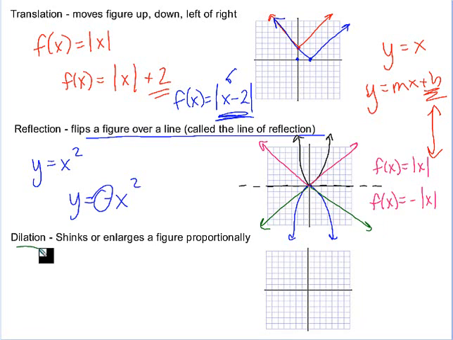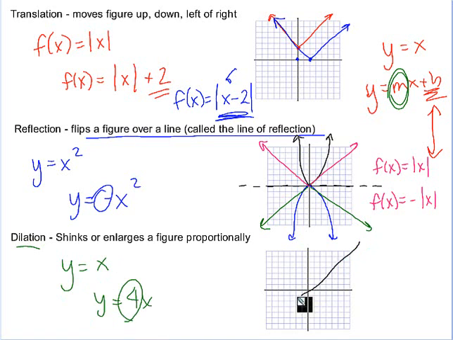Dilation shrinks or enlarges the figure proportionally. This is kind of what the slope is here. If I were to take the graph, let's say y equals x, our identity graph, and change it to y equals 4x, this is stretching the graph by 4. So we all know y equals x starts off as that nice identity graph going through the center. If we have y equals 4x, now that's stretching it by 4. So instead of going just up 1, we're going to go up 1, 2, 3, 4. And so now our graph has been stretched.